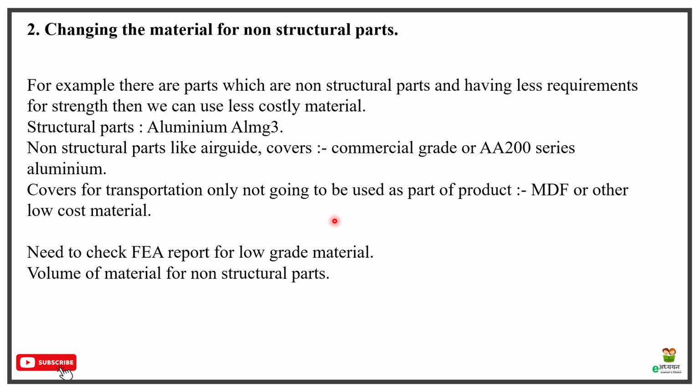Here we need to check the FEA report for the low grade material, whether the required strength can be achieved or not, or what the stress generated in those areas will be. Even though it is not a structural part, we need to check the overall FEA report, and also the volume of material for the non-structural part, because if the volume is less, then it will be useless to replace this part. So the whole game of cost optimization is both material as well as volume.